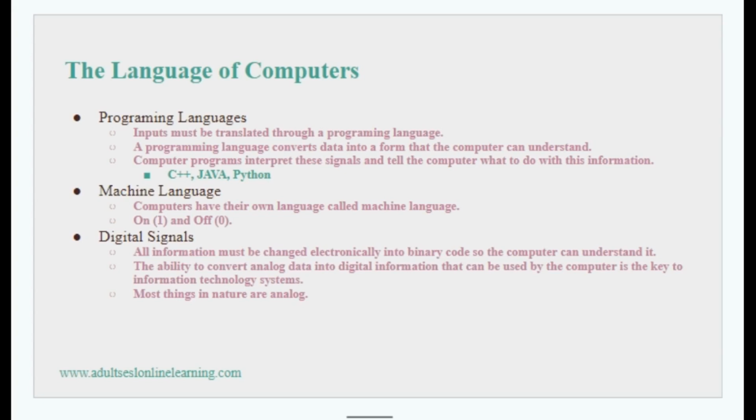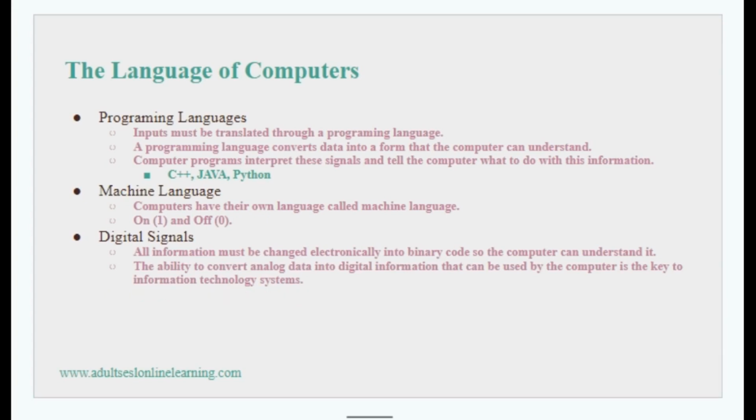Machine language. Computers have their own language called machine language. It consists of two symbols or signals, on (1) and off (0). Every computer instruction is written as a series of ones and zeros. The sequence of ones and zeros is a digital binary code. Binary means having two parts.